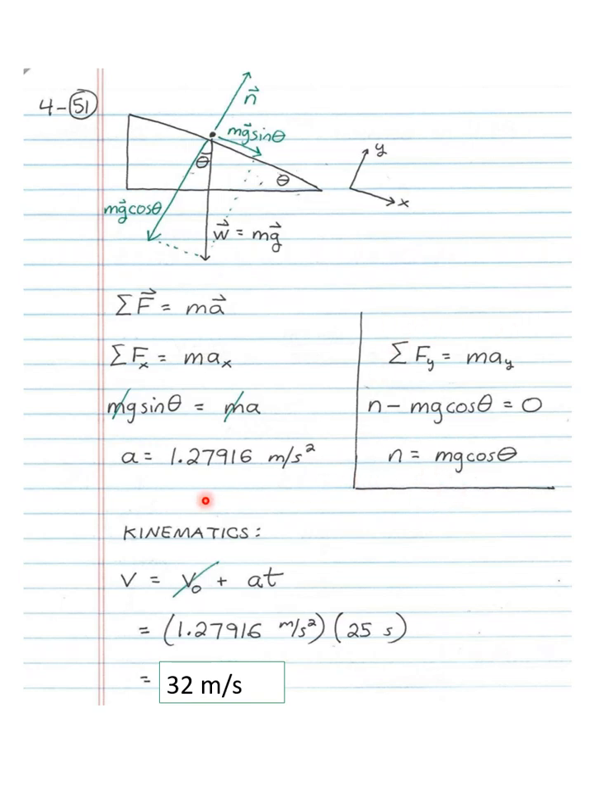Let's go back here. Back on track, the acceleration, we've got it. And the problem says, what is its final speed? It starts at rest. How fast is it going 25 seconds later? So v equals v naught plus at. v naught is 0. We plug in those values, and we get 32 meters per second.